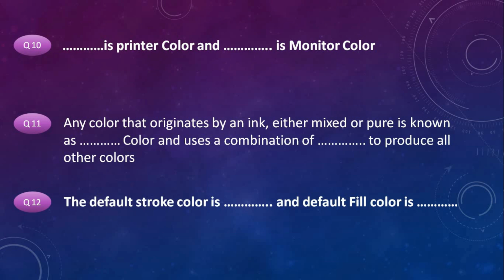The answer for these questions: CMYK is printer color and RGB is monitor color. Any color that originates by an ink, either mixed or pure, is known as spot color, and it uses a combination of CMYK to produce all other colors. The default stroke color is black and the default fill color is white.